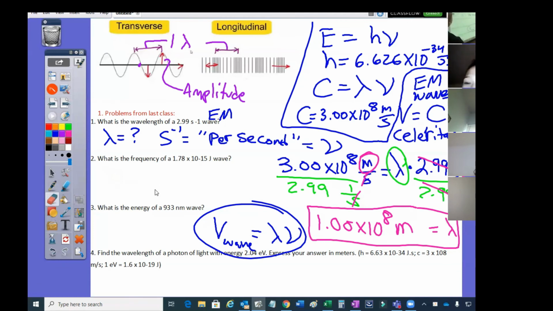Let's do number 2. I'll do number 2, and then I'll jump down to number 4 and call it a day. You guys have to get the last 4 done.